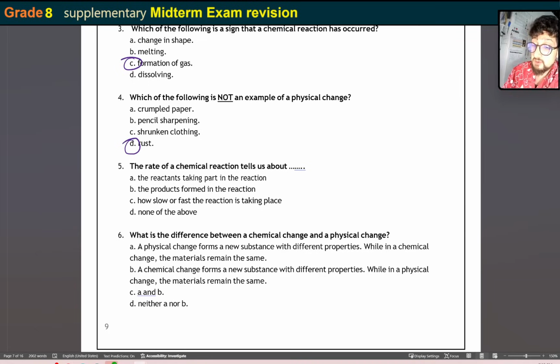The rate of a chemical reaction tells us about how slow or how fast the reaction is taking place. Okay, that's what a rate is. So if I tell you what is the rate at which someone's eating, you got to tell me how fast they're eating or how slow they're eating. The rate at which somebody's running, the rate at which something is happening, is how fast or slow that thing is happening. What is the difference between chemical change and a physical change? The only thing you need to know there is that a chemical change produces a new substance, a physical change doesn't. So a chemical change forms a new substance with different properties, while in physical change the material remains the same. Absolutely.